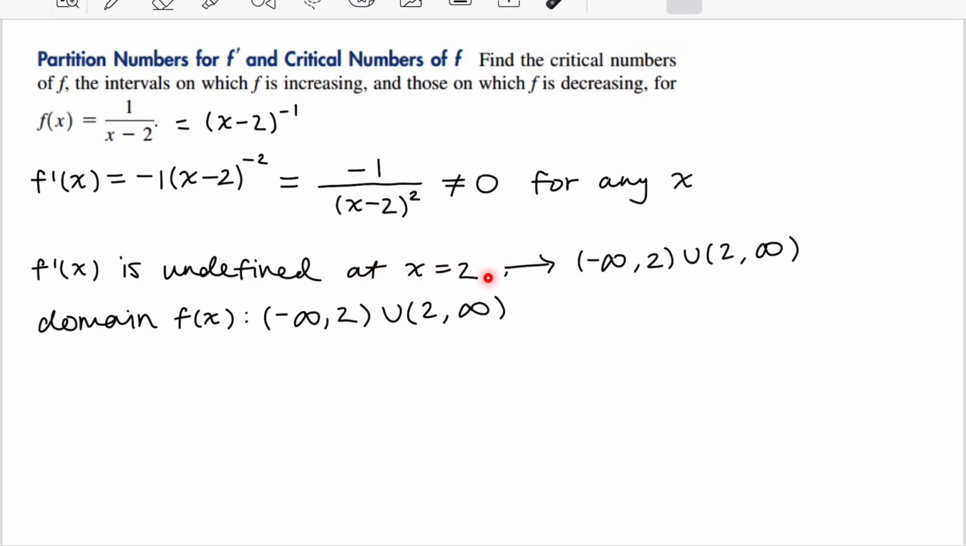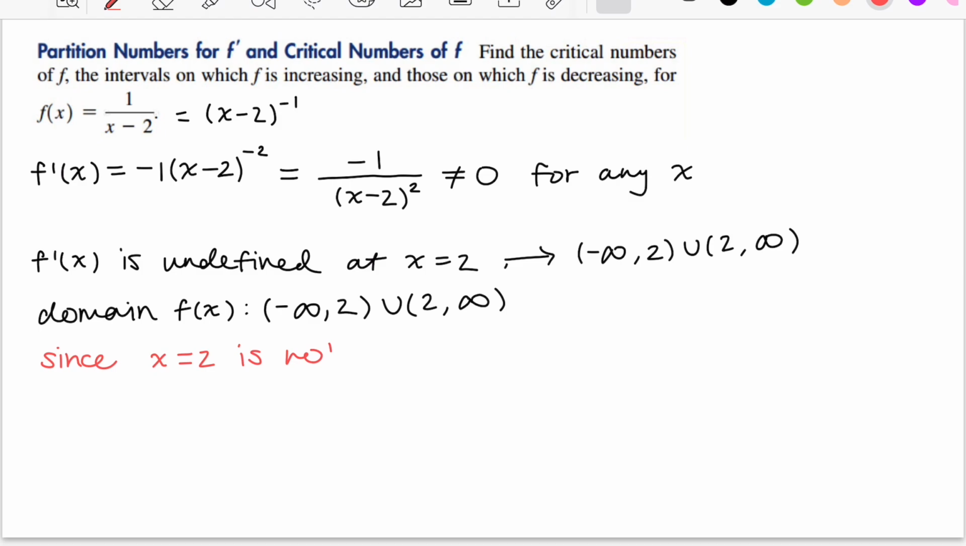But we just said that x is equal to 2 makes our f prime of x undefined. So we would think that this would be a critical number. However, since 2 is not in the domain of f, it is not a critical number.